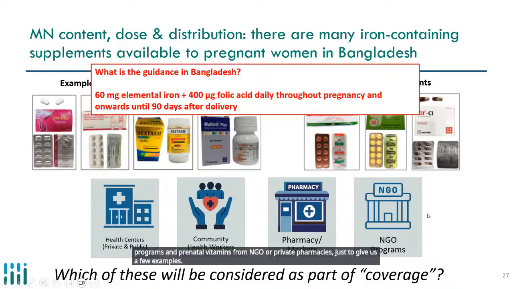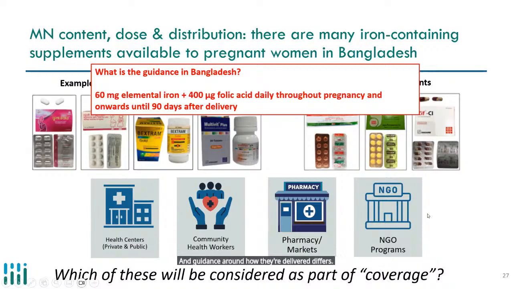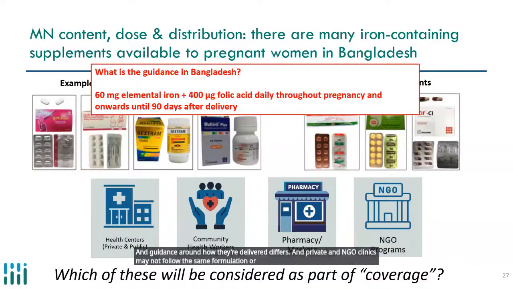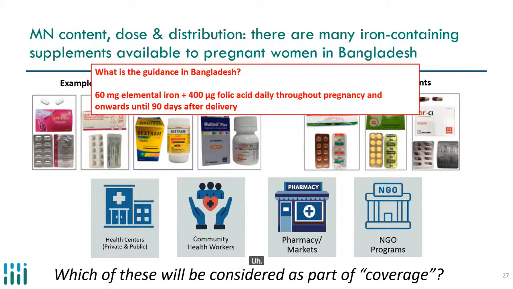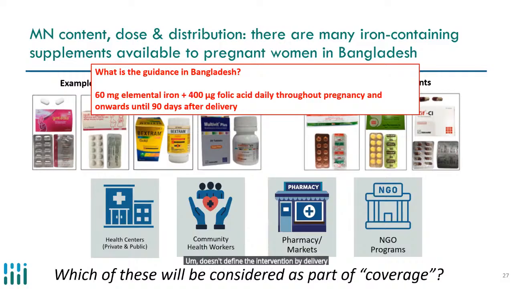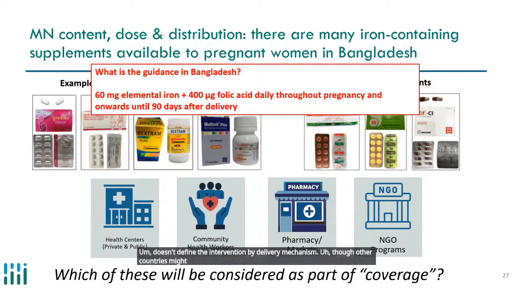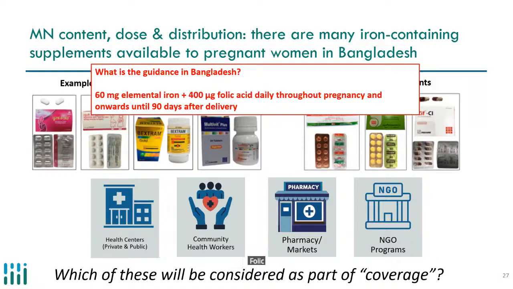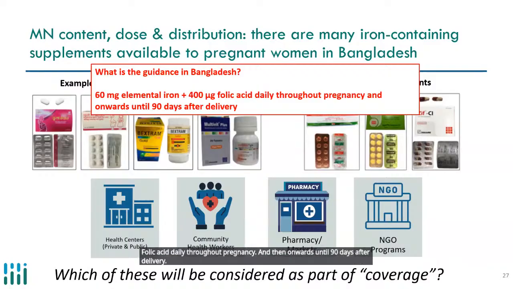And guidance around how they're delivered differs, and private and NGO clinics may not follow the same formulation or dosage as the public system. So the delivery channel matters, but the Bangladesh policy, which you're seeing here in red, doesn't define the intervention by delivery mechanism, though other countries might. But it does say that their regional guidance is 60 milligrams of iron and 400 micrograms of folic acid daily throughout pregnancy, and then onwards until 90 days after delivery. Next slide.